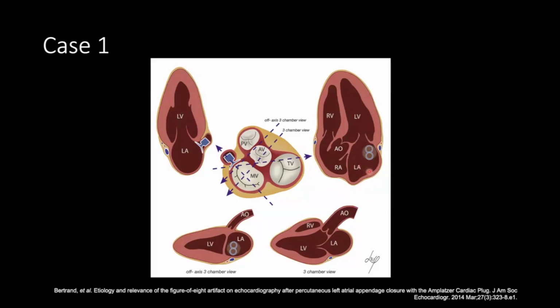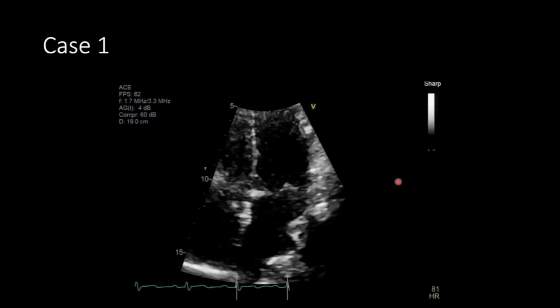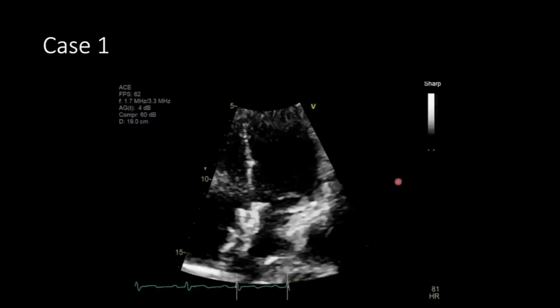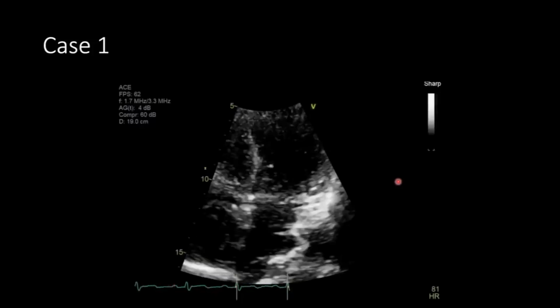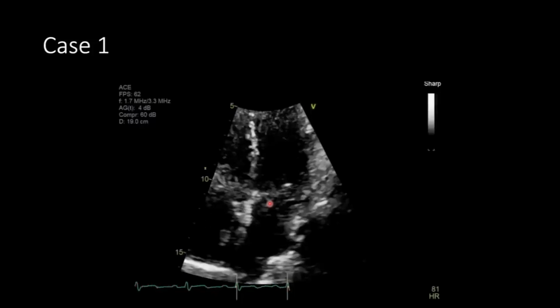So when you think about LAA closure devices, on transthoracic echo, the views where you tend to see this artifact best are the 4 or 5-chamber view and a modified 3-chamber view. Parasternals can sometimes be challenging because the mitral valve can sometimes shadow that artifact, but you can get it in a modified 3-chamber view as well. And this is just another angle, but here you don't really see it because the ultrasound waves are hitting it at a different angle.